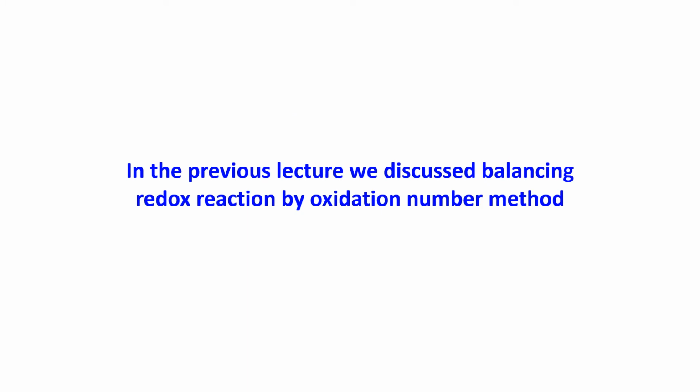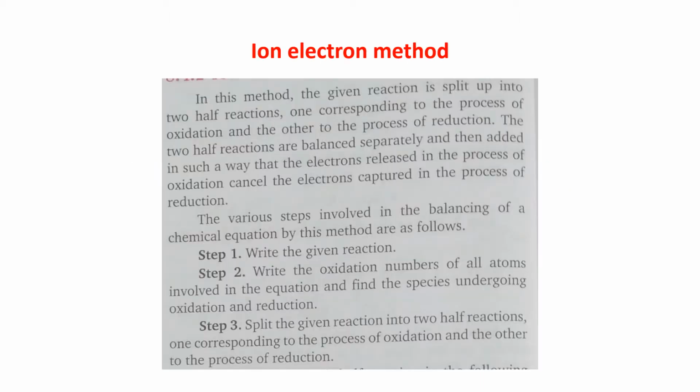In previous lectures, that means in lecture 1, we have discussed the general basic concepts of oxidation reduction and to find out the oxidation number. And in the last lecture, that is lecture 2, we have discussed the balancing redox reaction by oxidation number method. Now, balancing redox reaction by ion electron method.